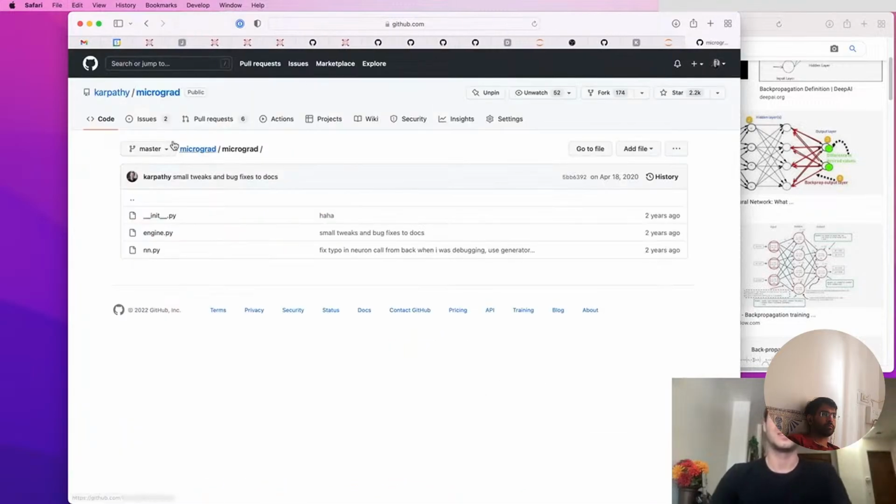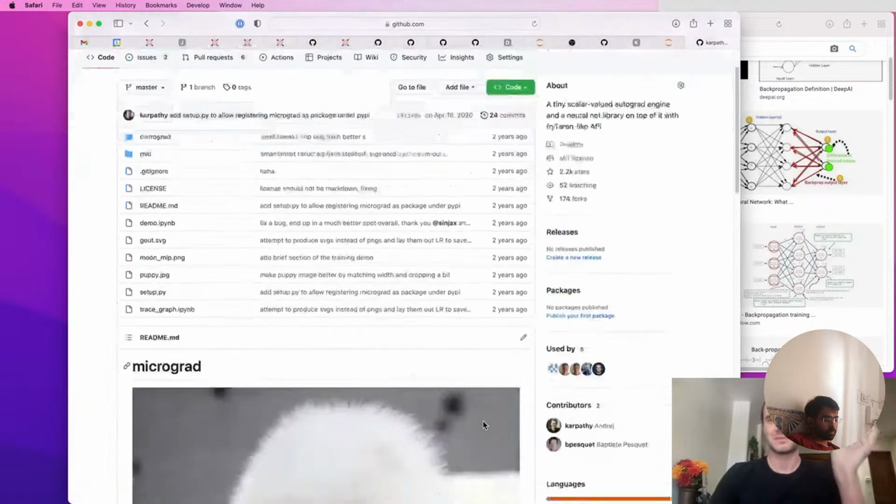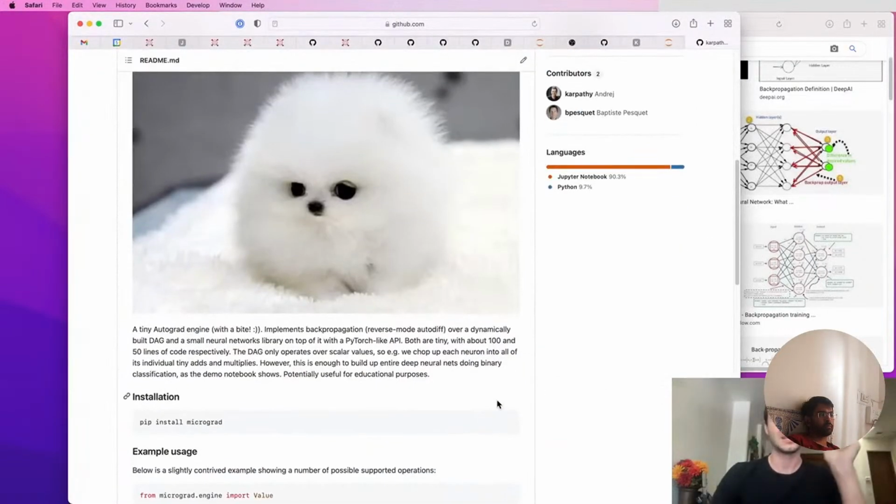So basically, there's a lot of power that comes from only 150 lines of code, and that's all you need to understand neural network training, and everything else is just efficiency. Of course, there's a lot to efficiency, but fundamentally that's all that's happening.